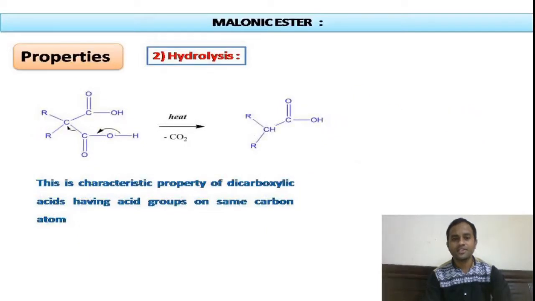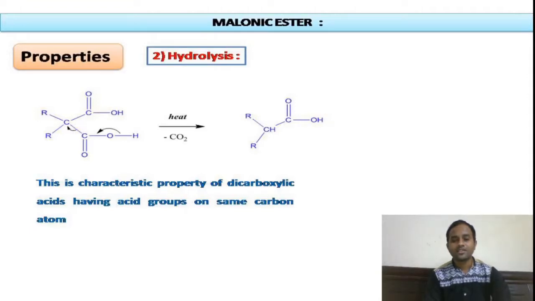From these reactions we can say that it is very important to remember that this is the characteristic property of dicarboxylic acids having acid groups on the same carbon atom. You see, in all the three cases, that is malonic acid, monoalkyl malonic acid, and dialkyl malonic acid, when we heat them, they lose carbon dioxide to form monocarboxylic acid. This is the characteristic property of dicarboxylic acids.